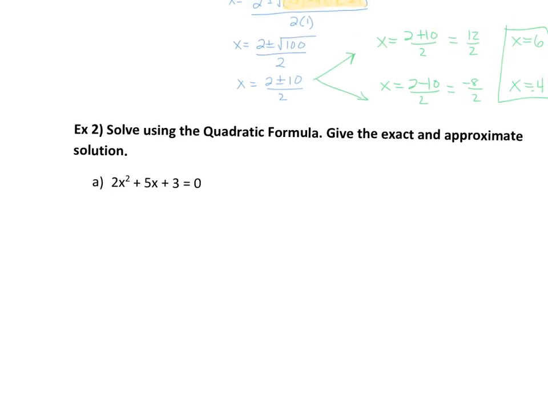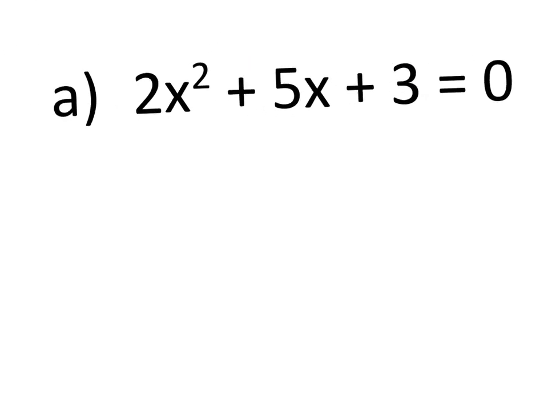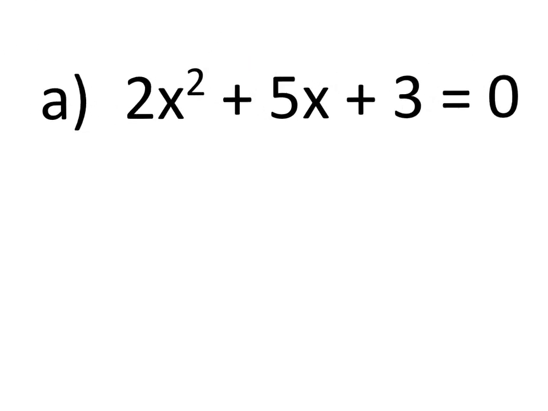Now, the directions here do say give exact and approximate, and that will be when it's appropriate, so we'll kind of talk about that throughout this video. So let's go ahead and find A, B, and C. Okay, so my A value is 2, B is 5, and C is 3, so it's already set equal to 0, so that's cool.